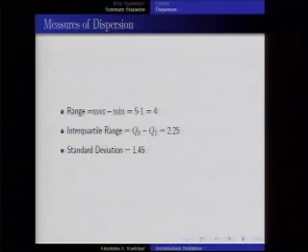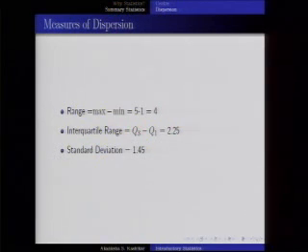This means that 50% of the data is between this interquartile range, Q1 and Q3. Because before Q1, I have 25% of the data, and after Q3, I have 25% of the data. So between Q1 and Q3, I have almost 50% of the data. So we have the interquartile range. For this data, it turned out to be 2.25.